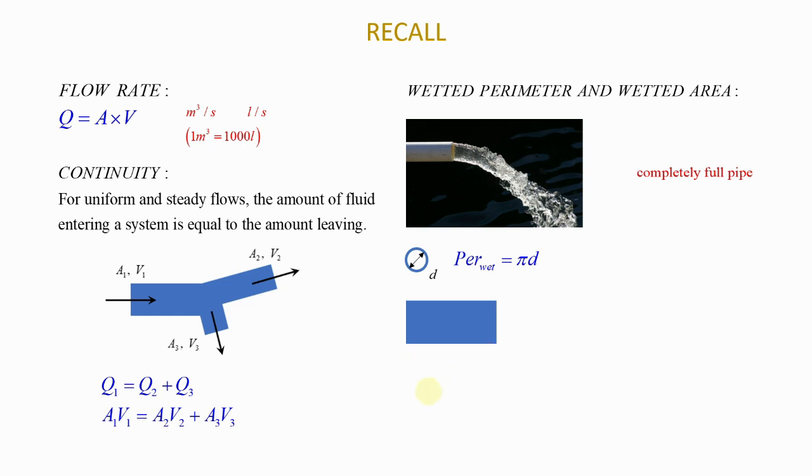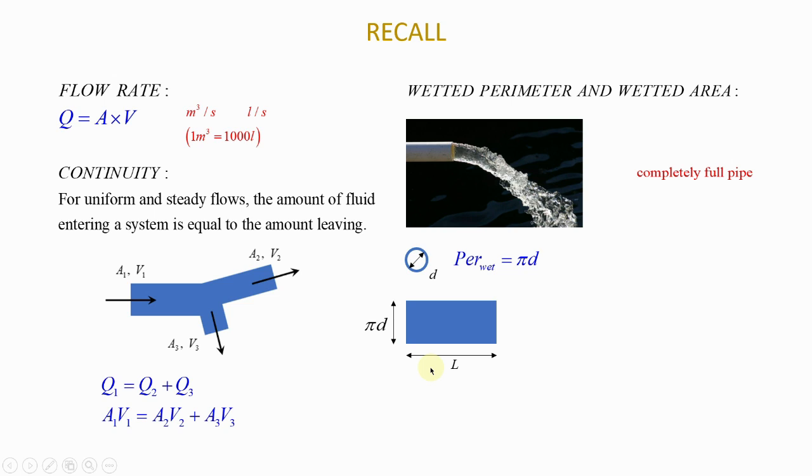And so one side of the rectangle will be the length of the pipe, okay? And the other side of the rectangle will be the perimeter of the cross section, okay? And what is the perimeter of the cross section? It's just pi d, okay? So that side will be pi d.